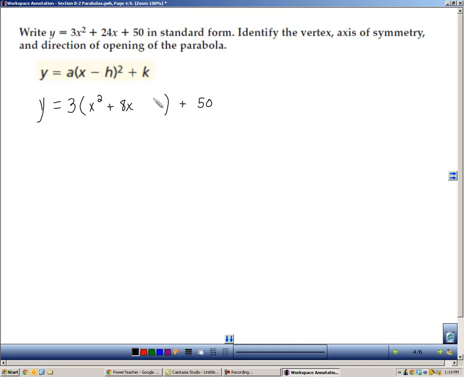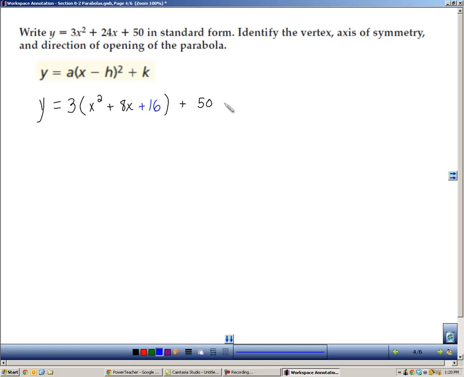You try to create the perfect c here that will make this a perfect square trinomial. And the way that you do that is you take this b and you cut it in half. You get a 4 and then you square it. So if I do that, I get a 16. And now I'm going to add the 16 in here. Now because this is an equation, I can't just add 16. If I add 16, I'll be changing the problem, and I can't do that. So if I add 16, I also have to subtract 16 so that I'm actually adding nothing.